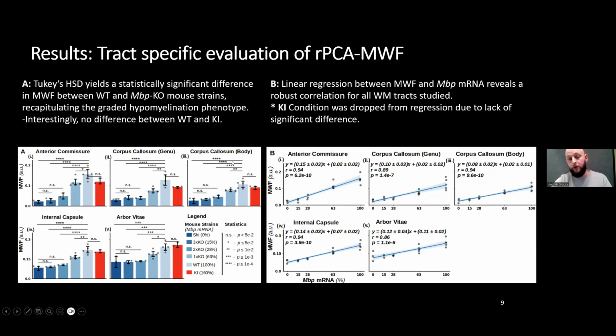But more interestingly, if you actually take all these data and plot them versus their corresponding MBP mRNA, as evidenced by RT-PCR, you get a really, really nice regression plot where myelin water fraction in all ROIs studied is very robustly correlated with the MBP mRNA.